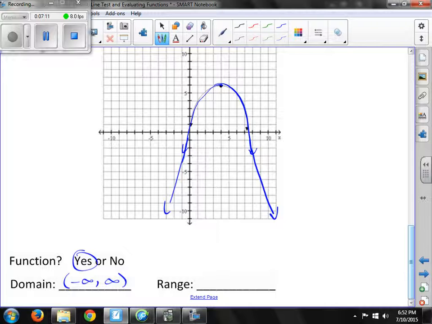The range is how low and how high. How low does this go? It keeps on going lower and lower and lower. It goes all the way down to negative infinity. How high does it go? All the way up to here. Goes all the way up to here. And where's here on the y-axis? It's at 6. Goes from negative infinity all the way up to 6.